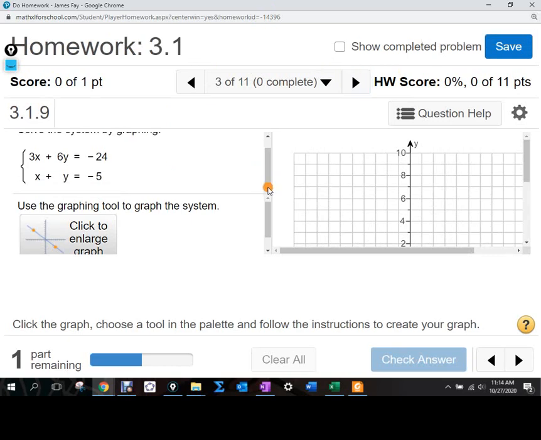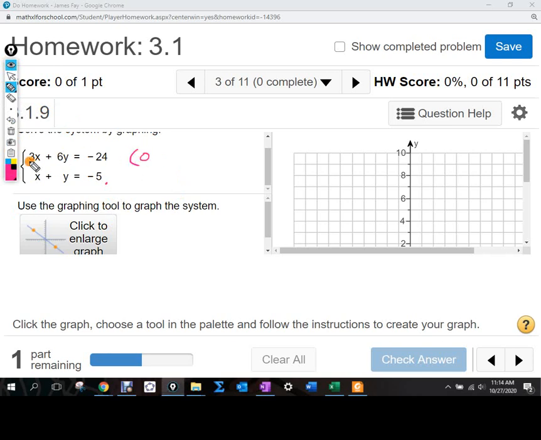What I would suggest doing is taking, remember that standard form. Now, you can rewrite like we did in that last example. If you want to rewrite both these in y equals mx plus b form, by all means, go ahead and do it. That's fine. It'll work. It's more time consuming than the alternative that I'm going to show you.